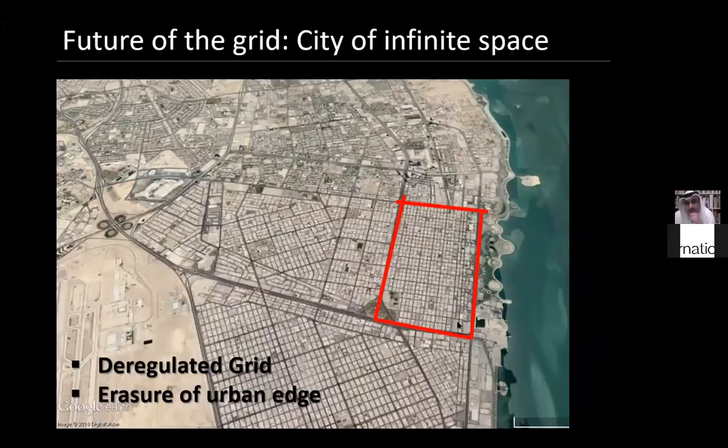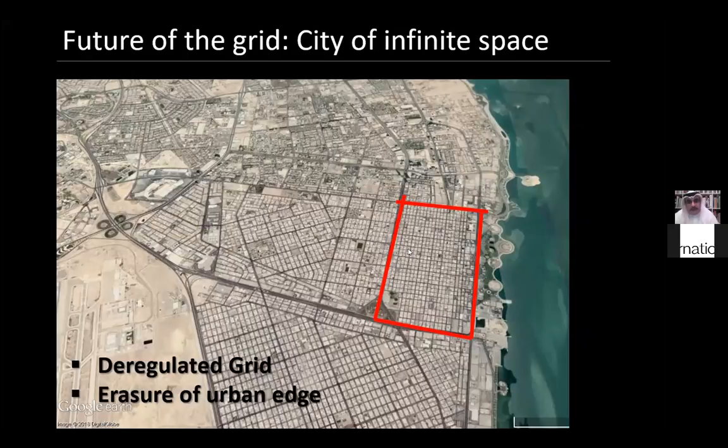This is the grid that you have seen at the beginning of the presentation. As you can see here, the grid lost its edge. So it just continued to multiply infinitely all the way to Dahran almost. It's very hard now to know where Dahran stops and where Khobar starts. But this is original Khobar. This is the original 1947 plan.